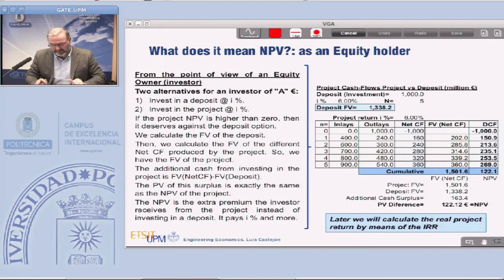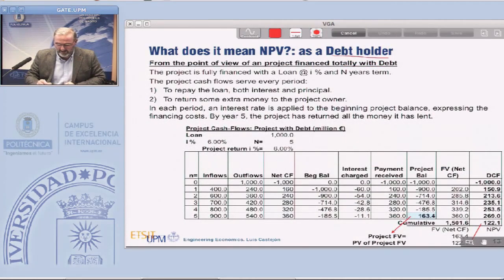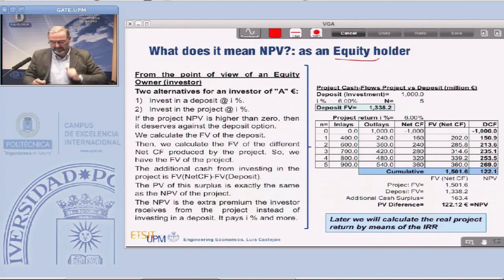Meaning of the net present value. What I suggest with this slide and the next one is to have a look yourself, because it's a bit complicated to explain and to understand, and we don't have so much time, but I think it's important that you understand. So the idea is we are going to see the NPV meaning from the point of view of an equity holder, and in the next slide from the point of view of a debt holder. Okay, so let me explain.